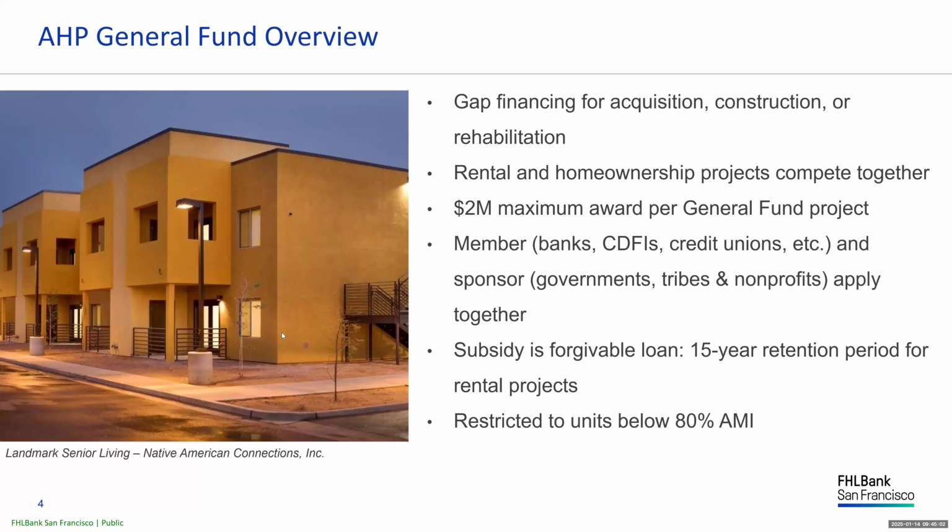Next, we'll go over some basic program information. The AHP is a source of gap financing for rental projects, and the maximum award amount for a project remains $2 million for the 2025 AHP funding round.